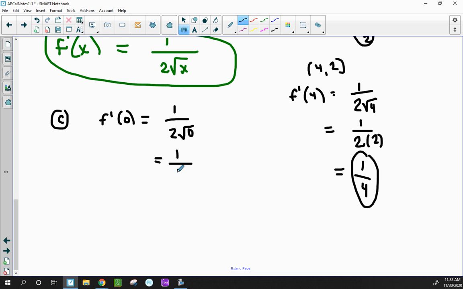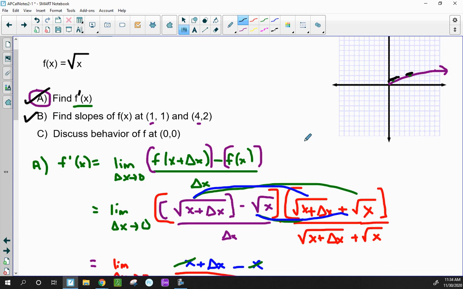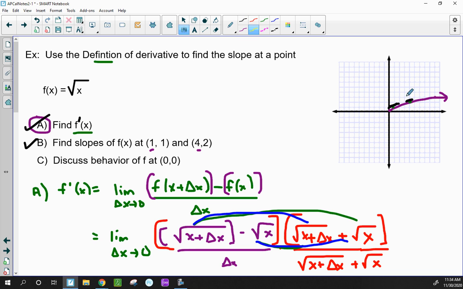Two times 0. Uh-oh. Okay, right now I cannot give an answer. So my slope, don't forget this means slope, my slope is undefined. Okay, think about that. Algebra terms, my slope is undefined. That means right here, when x is 0, the only way I can draw a tangent line with an undefined slope is vertical.